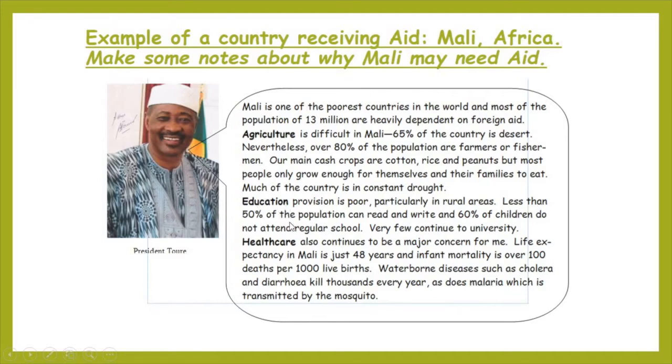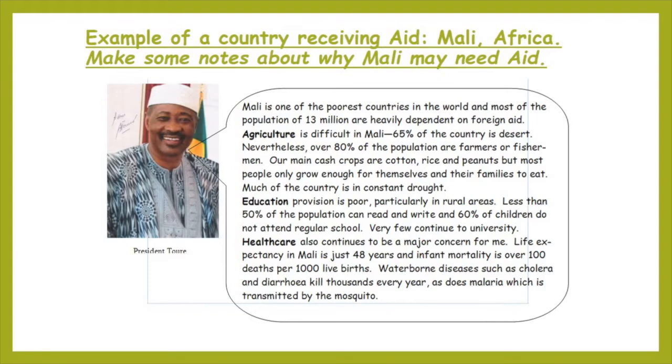Less than half the population can read and write, and 60% of children do not attend regular school. The reason a lot of children don't go to school is they're needed to help work the land on the farms with their families. And it's often the young girl's job to walk 5-6 miles round trip every day to go and try and find some clean water for the family to drink. And very few continue to university.